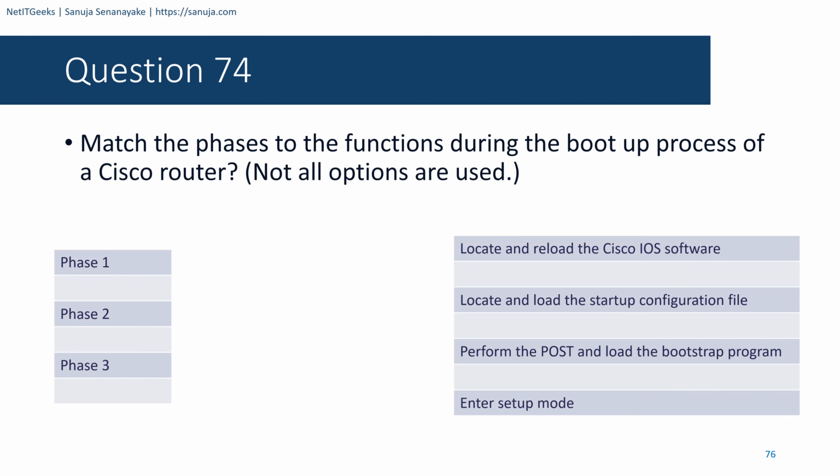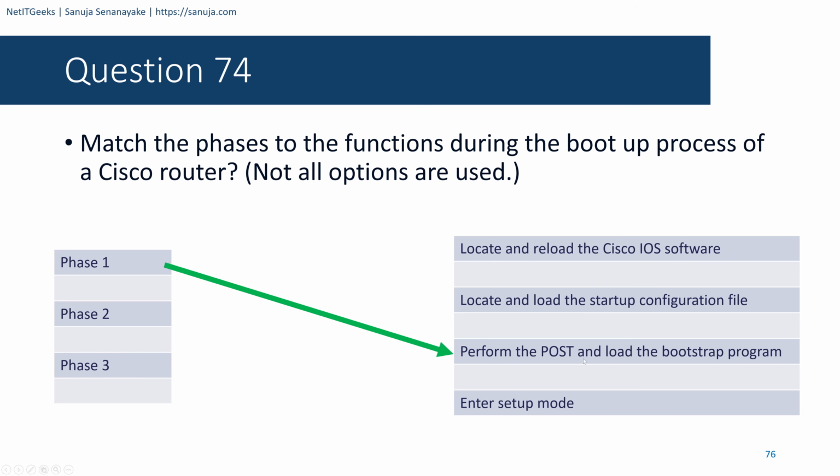Question number 74. Match the phrases to the functions during the boot up process of a Cisco router. You need to know the boot up process of a Cisco router, otherwise you won't be able to answer this question. On the left hand side we have phase 1, phase 2, phase 3, and on the right hand side we have a bunch of things that happen during the boot up sequence. We call it the typical Cisco bootstrap sequence. What happens in that booting process? Again, you need to know this like the back of your hand.